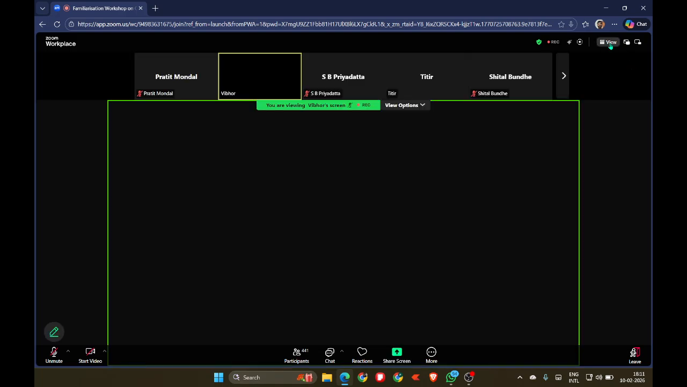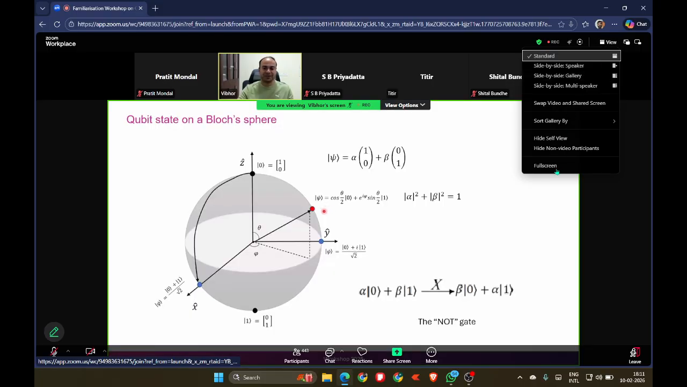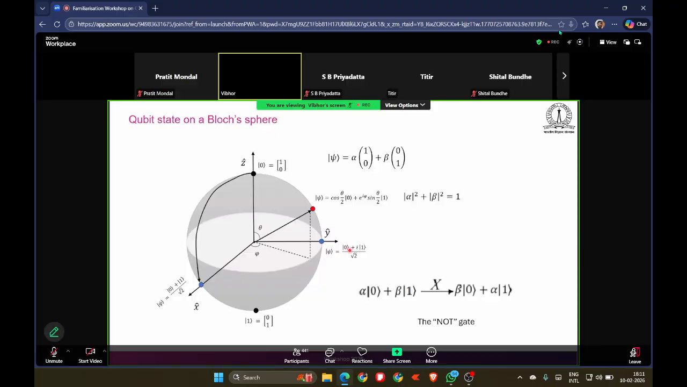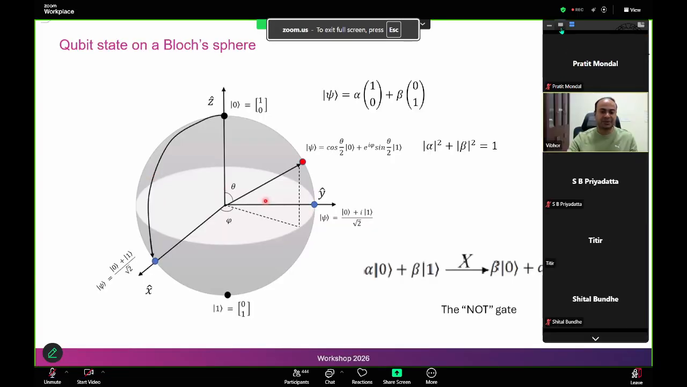Which is shown in blue. And similarly, on the other side, we will have (|0> minus |1>) by square root 2. The point which cuts the y-axis will be (|0> plus i|1>) by root 2. And similarly, on the opposite side, we will have (|0> minus i|1>) by root 2.